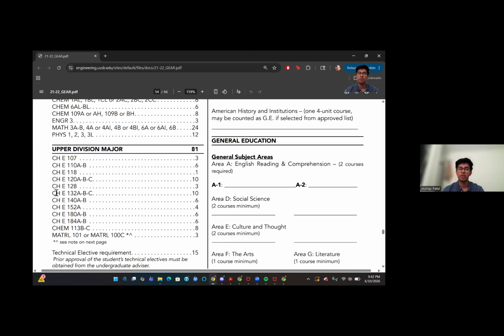I'll go into detail on what all this stuff means. So we have a math sequence that we take. And we have a reactor engineering sequence. We have controls. We have chemical engineering lab we take. Chemical engineering design that we take senior year. That's when everything all comes together.